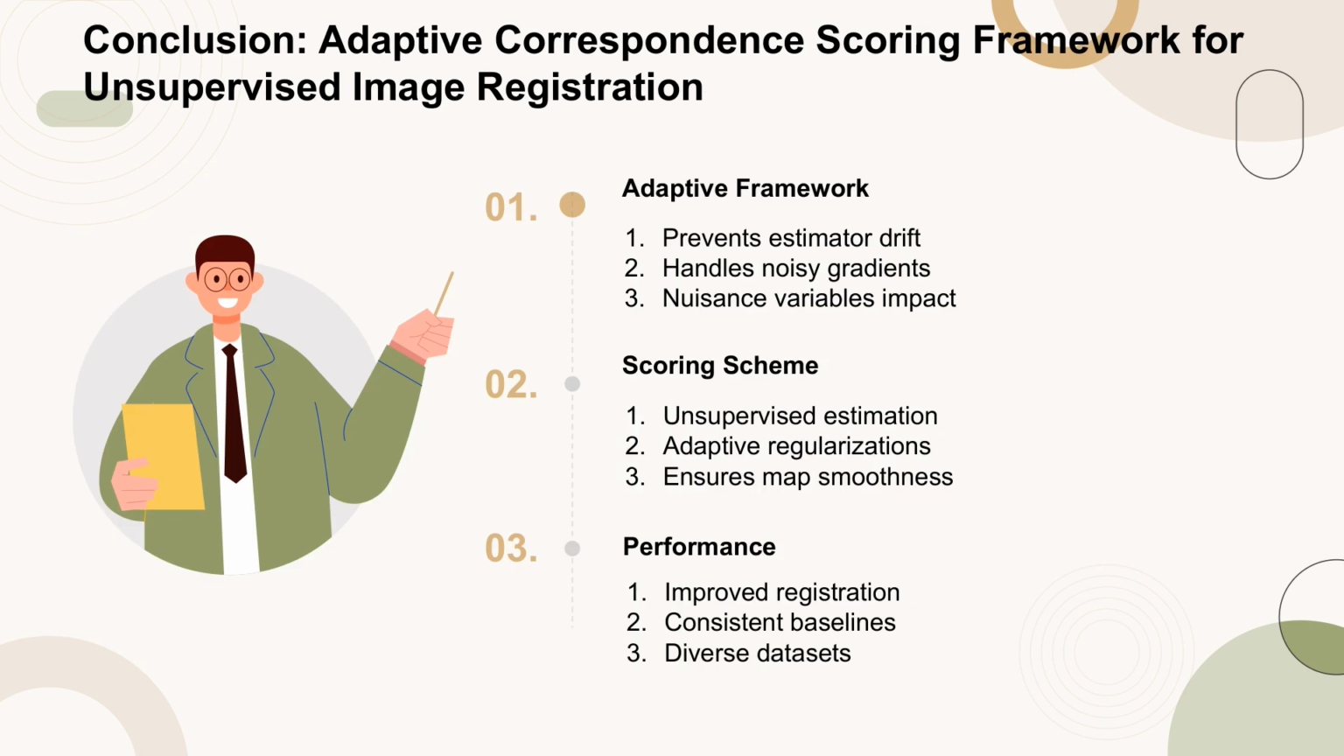The adaptive correspondence scoring framework proposed in this paper is designed to prevent the displacement estimator from drifting due to noisy gradients caused by low correspondence, which can be influenced by nuisance variables like noise or covisibility during training. The unsupervised correspondence scoring estimation scheme introduced includes both scoring and momentum-guided adaptive regularizations to avoid degenerate solutions and ensure the smoothness of the scoring map. The effectiveness of this framework has been demonstrated across 3 representative registration architectures, showing consistent improvement over other baselines on 3 medical image datasets with diverse modalities.